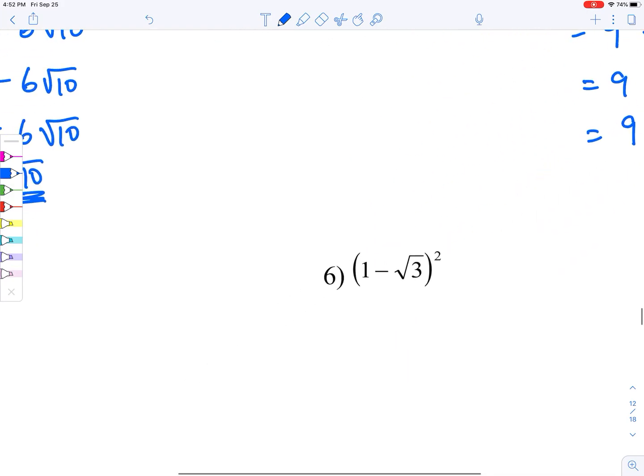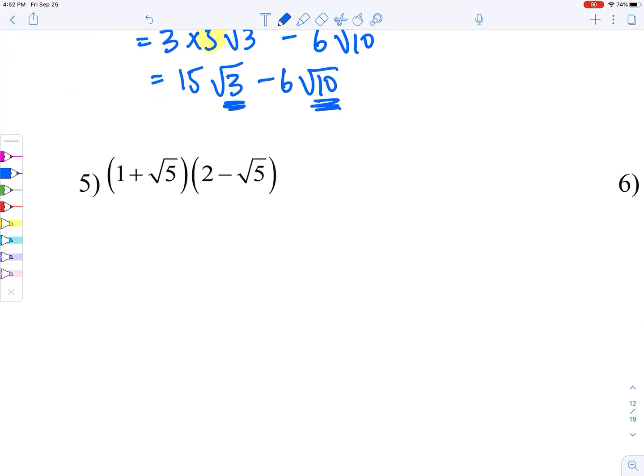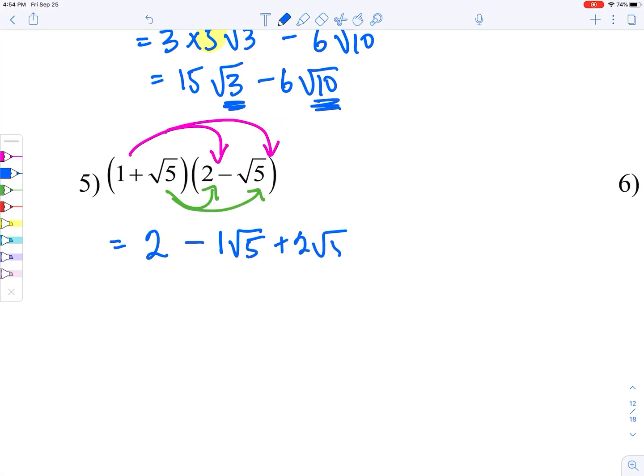For question 5, we're going to have to double distribute like we've done before. So 1 onto 2, 1 onto minus root 5. So let's deal with that first. That gives me 1 times 2 is 2. 1 times minus root 5 is minus 1 root 5. Then I'm going to have root 5 times 2 and root 5 times minus root 5. Let's do that. Root 5 times 2 is going to give me plus 2 root 5. Plus root 5 times minus root 5 is going to give me a minus, because plus times a minus is a minus, and then it's going to be root 5 squared.